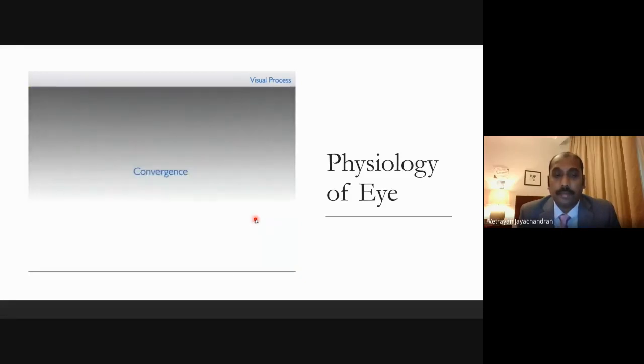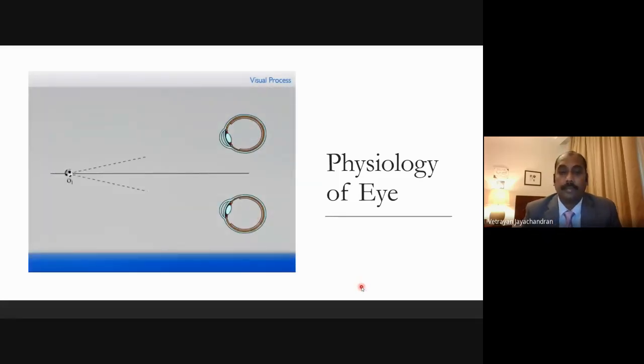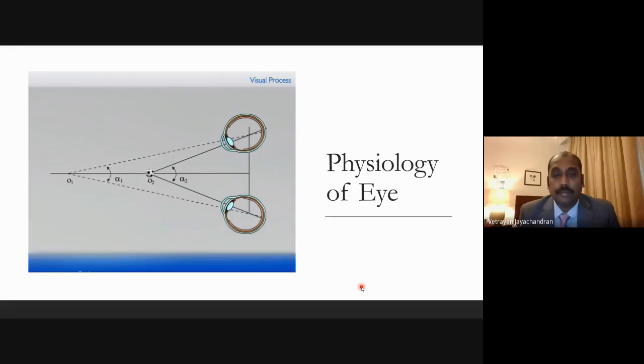The second mechanism we will learn is convergence. We use both eyes to look at one and the same target. To achieve this, we unconsciously rotate our eyes in our eye sockets. We call this convergence. When we look at an object, the lines of sight of the two eyes will intersect at the target point. The closer the object, the greater is the inward rotation of the eyes. The required amount of rotation is a measure of the object distance as noted by our brain.